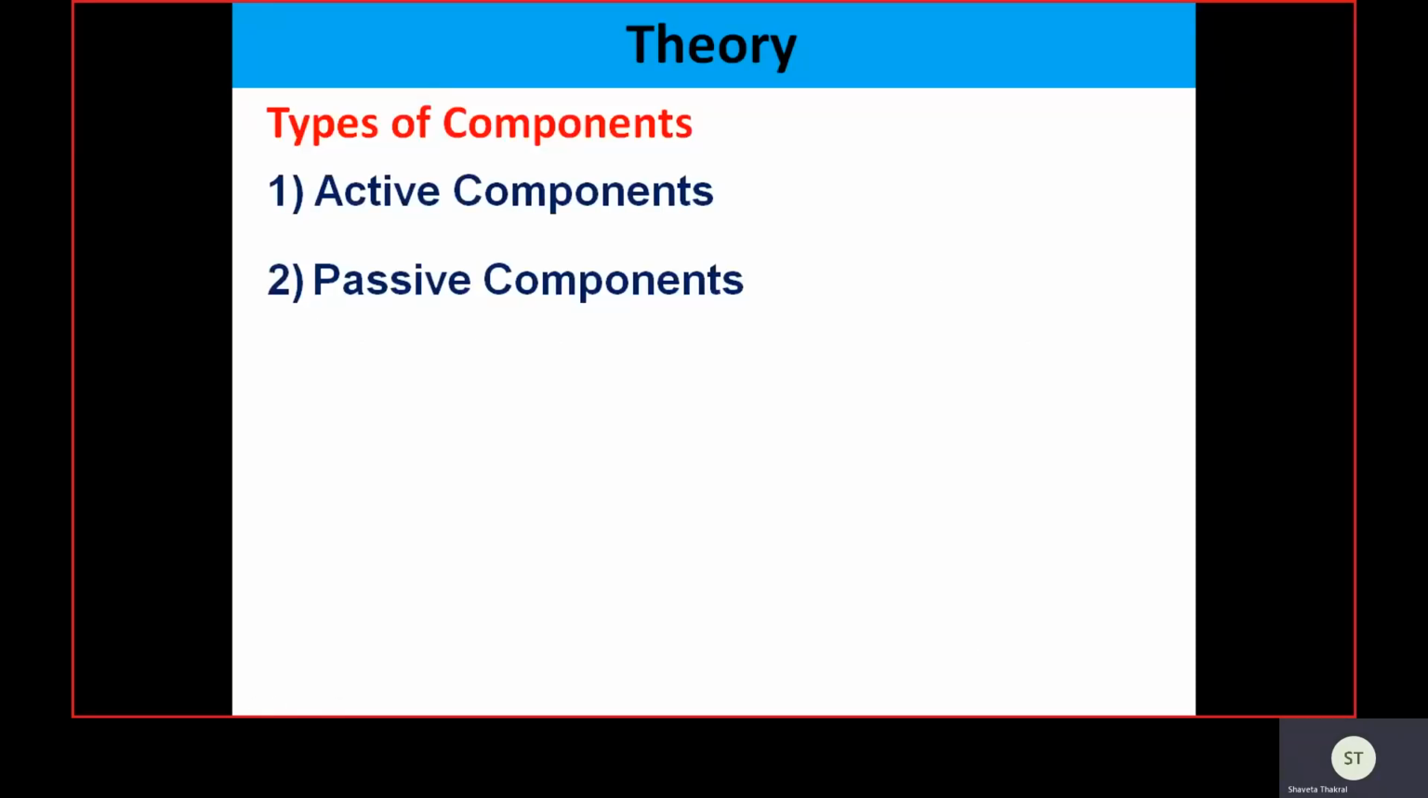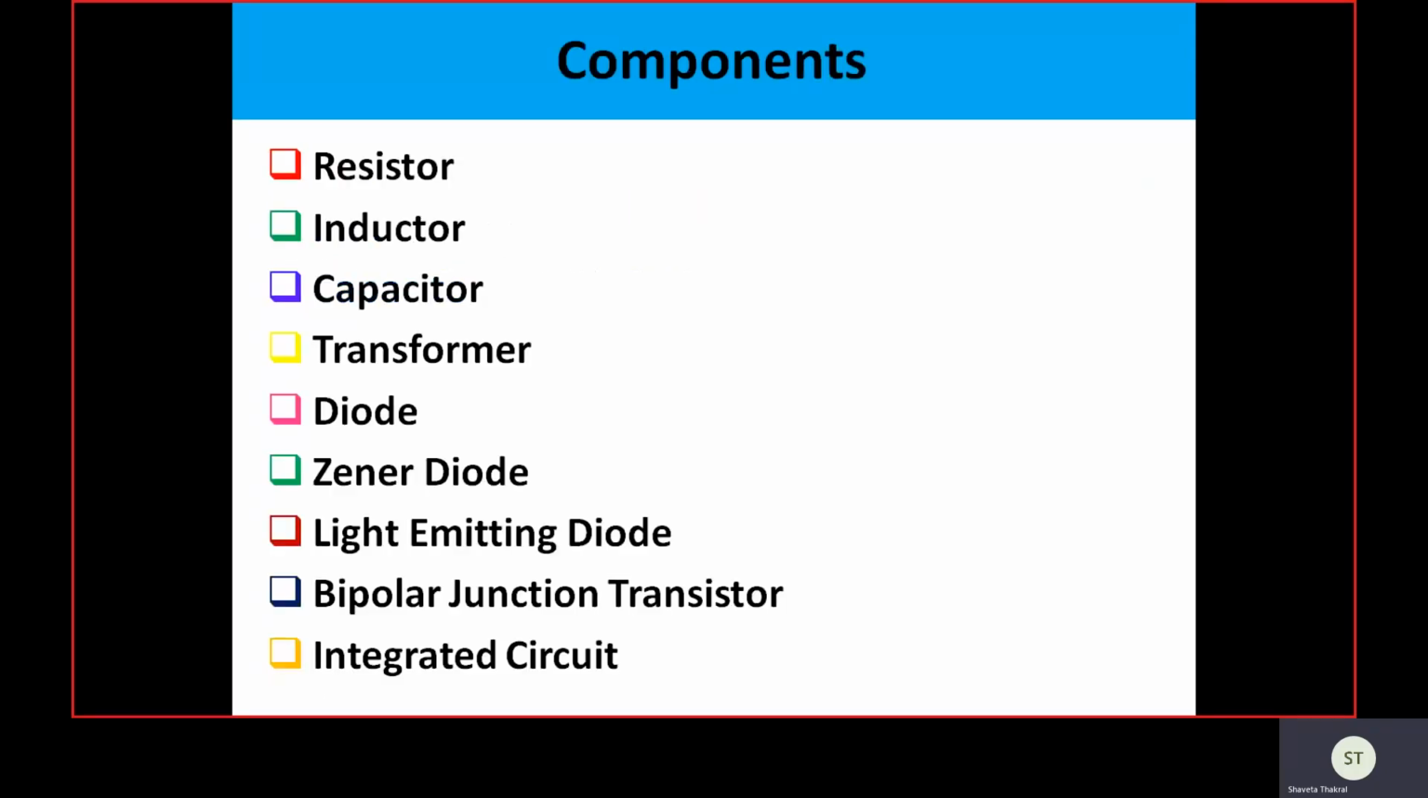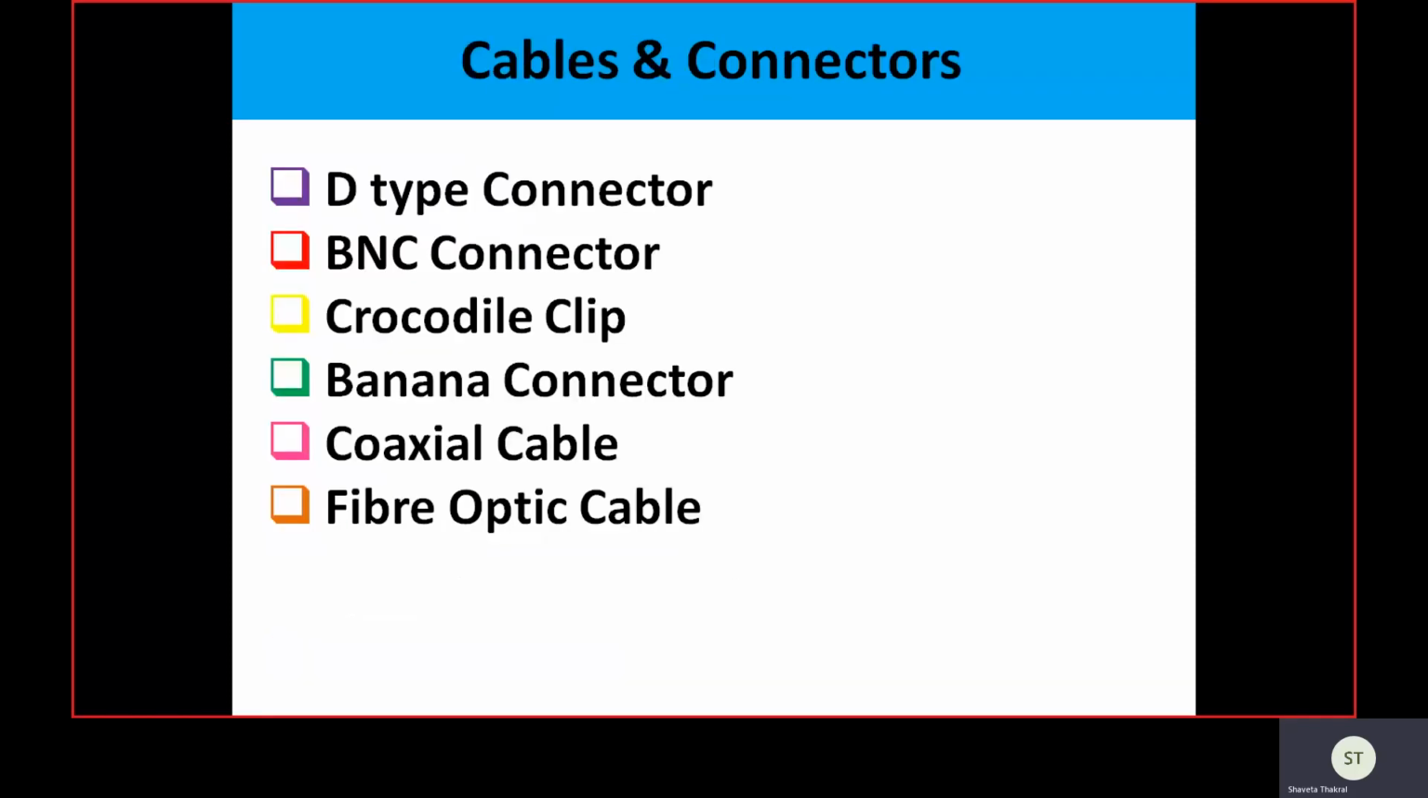In the last lecture about this experiment, we have discussed active components as well as passive components. Then we have discussed resistor, inductor, capacitor, transformer, diode and Zener diode. So in this lecture we will discuss light emitting diode, bipolar junction transistor, then integrated circuit and the different cables and connectors covering the D-type connector, BNC connector, crocodile clip, banana connector, coaxial cable and the fiber optic cable.